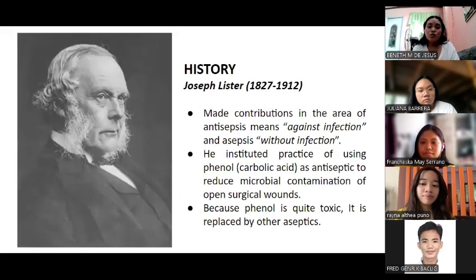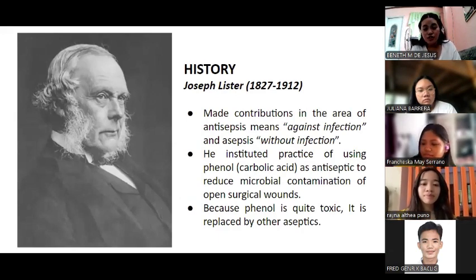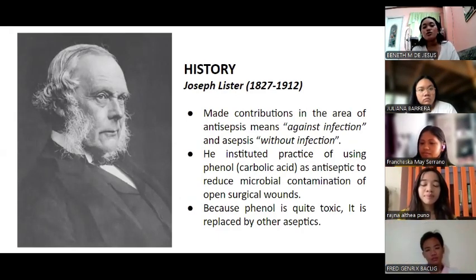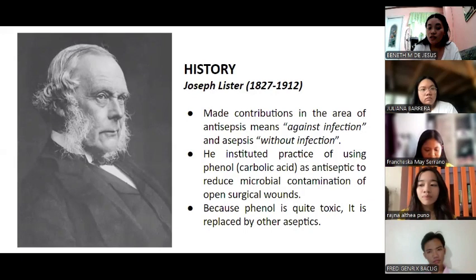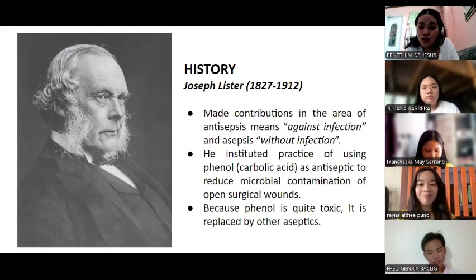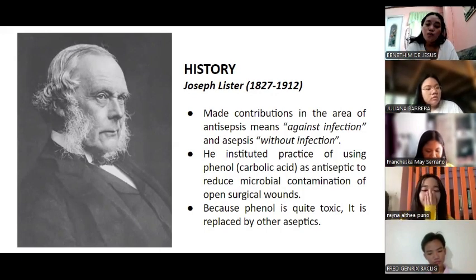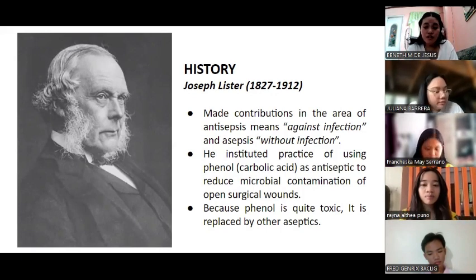Next slide. For the history, si Joseph Lister, 1827 to 1912, made contributions in the area of antisepsis, which means against infection, and asepsis, which means without infection. He instituted the practice of using phenol as antiseptic to reduce microbial contamination of open surgical wounds. Because phenol is quite toxic, it is replaced by other antiseptics.